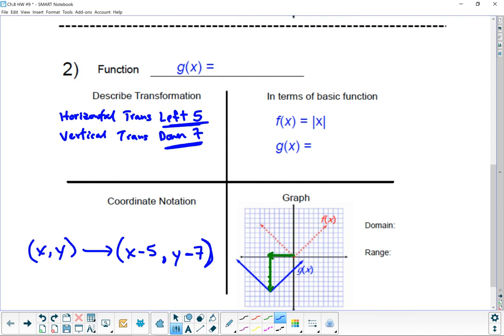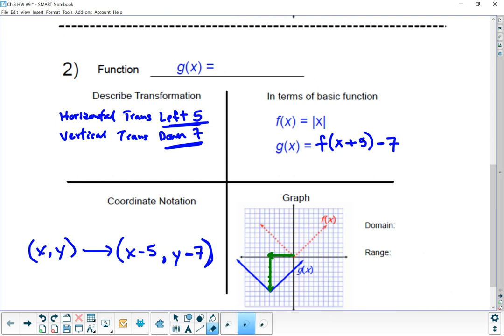In terms of the basic function, we're going to write it as f of x. But instead of x, remember we're doing left 5, right? And remember in x, if we're writing in function notation, it's going to be opposite. So it'll be x plus 5. Left usually means minus, but we're doing opposites. So it's going to be plus 5, and we're going to go down 7. So we'll just put minus 7.